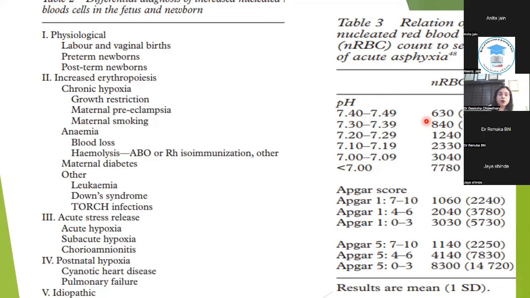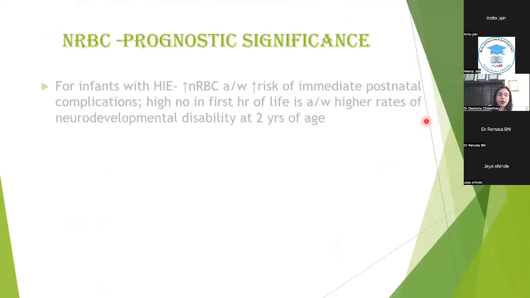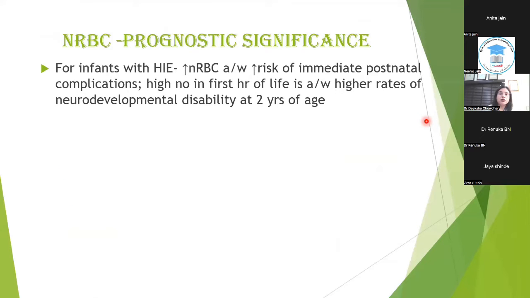NRBCs can be increased in case of acute hypoxia, subacute hypoxia, and postnatal hypoxia from cyanotic heart disease or pulmonary failure. Now, NRBC is used as a prognostic marker for infants with hypoxic ischemic encephalopathy. If there is increased number of NRBCs, it is associated with increased risk of immediate postnatal complications.